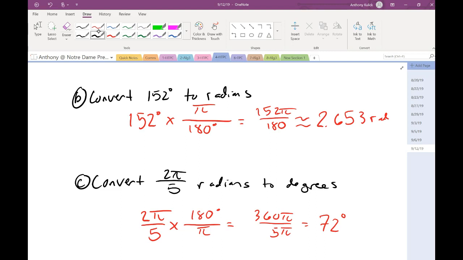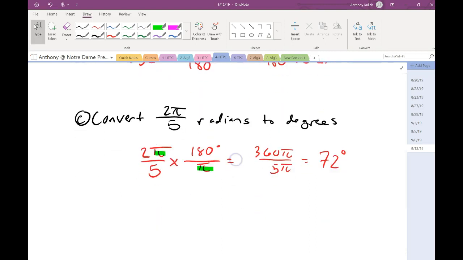Everybody okay there? Notice that the conversion factor flipped. It's easy to remember, though, because I know those pi's need to cancel out. So I just need to make sure that they're on opposite parts of my fraction. Everybody cool with that? Should be pretty easy.